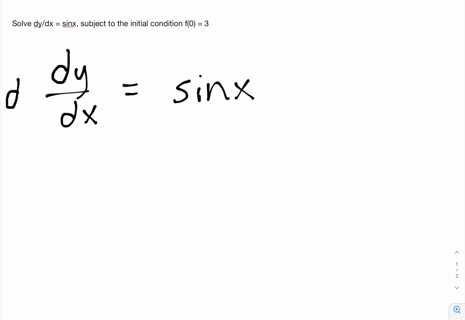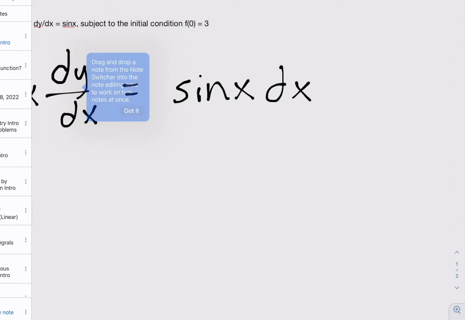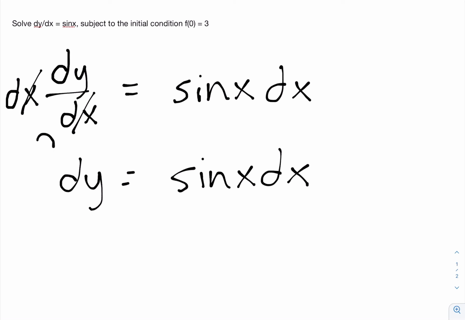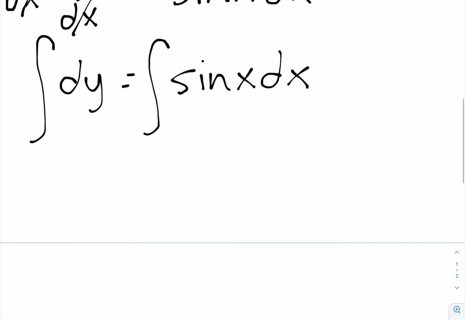Okay, we multiply both sides by dx. This cancels here, so dy equals sine x dx. And we integrate both sides to get rid of that dy and make it just y. So we have y equals, that's always what we want. What's the integral of sine? Well, it's going to be negative cosine x. And we don't end here, right? We've got to add that plus c.